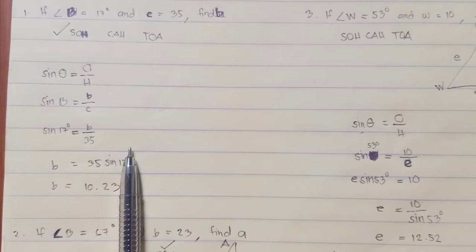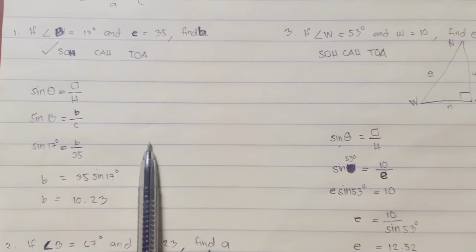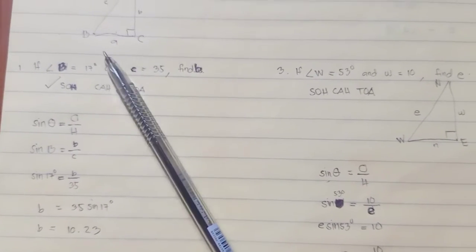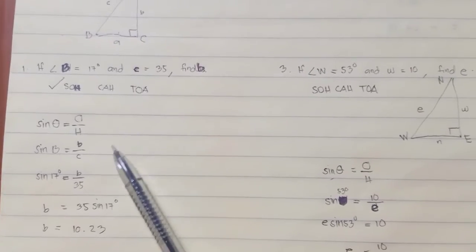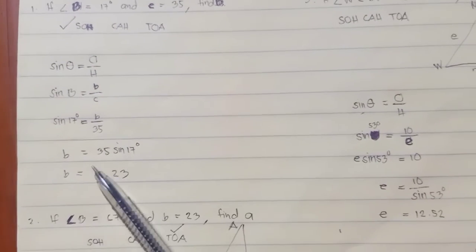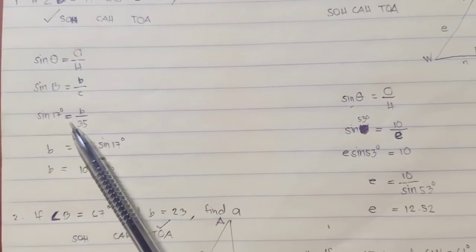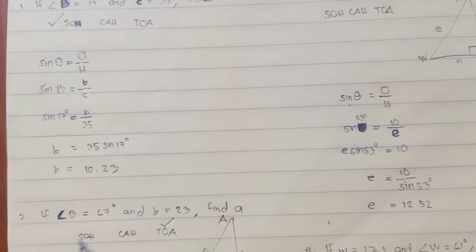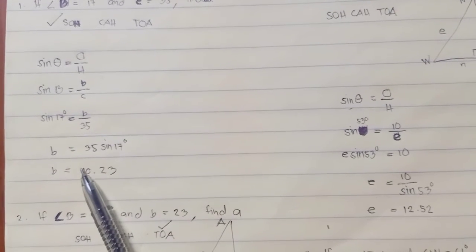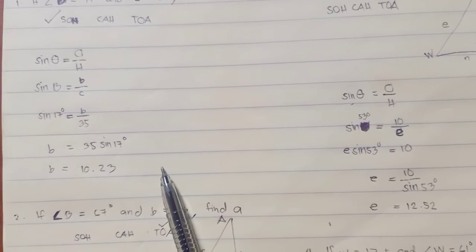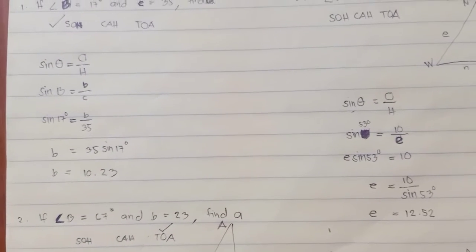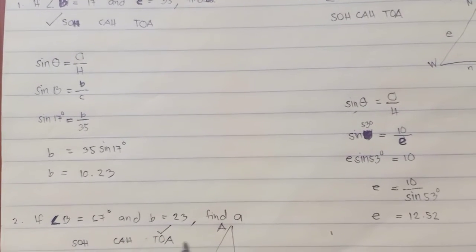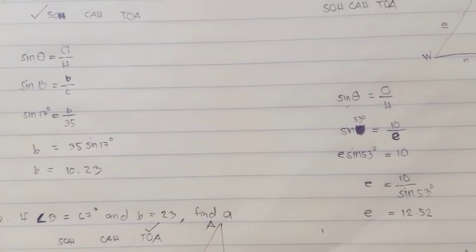Our solution: sine theta is equal to opposite over hypotenuse. So sine B is equal to b over c. Our b in this example is unknown, and c is given as 35. So sine 17 degrees is equal to b over 35, and then cross multiply. So b is equal to 35 sine 17 degrees. By using your calculator, b is equal to 10.23. I hope, guys, you're getting to understand now.